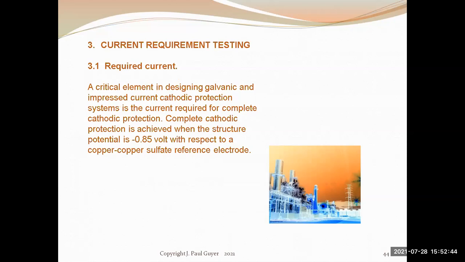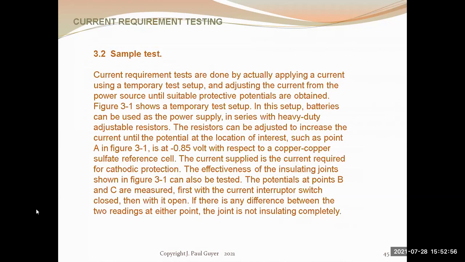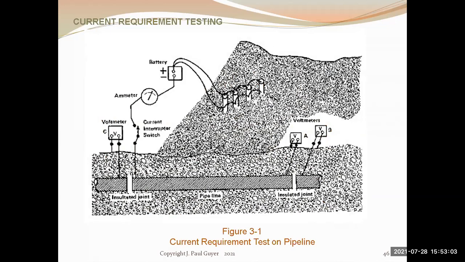And now chapter three here, I wanted to get to it expeditiously, because this is the current requirement test that you may conduct in the field to determine the current required in the circuit for adequate corrosion protection, cathodic protection. And the test setup, again, which you can only undertake if the structure to be protected exists out there in the ground. The current requirement test is illustrated by this figure 3.1.